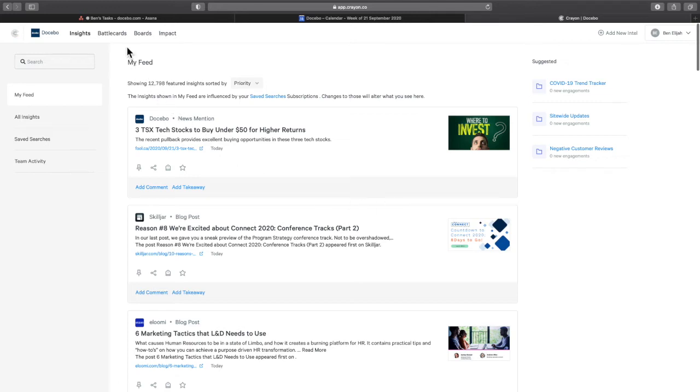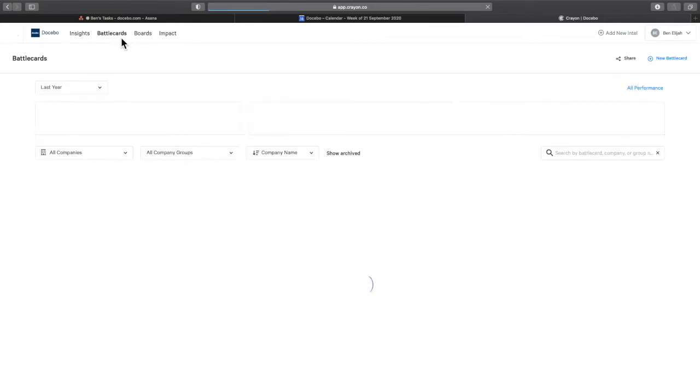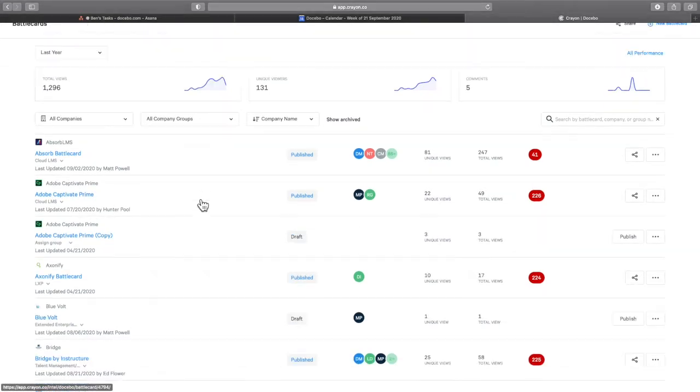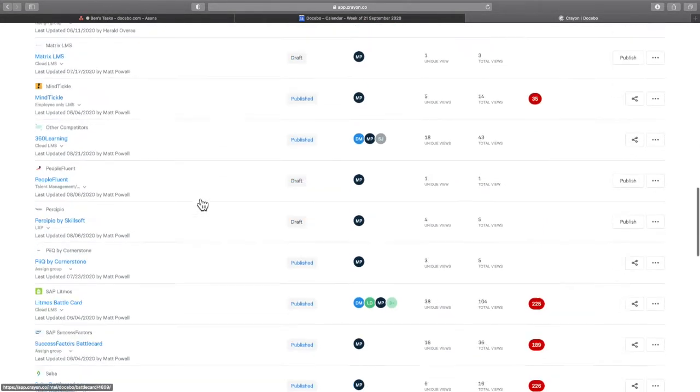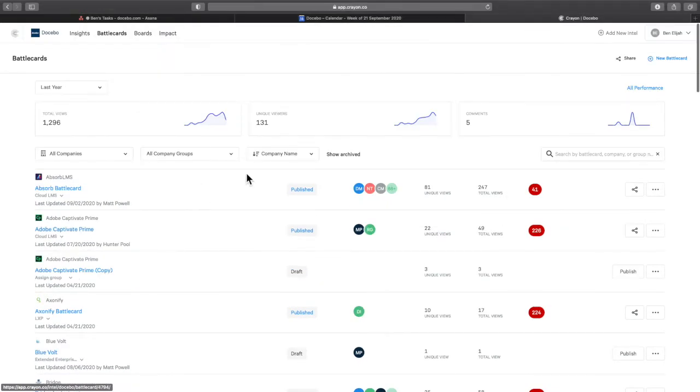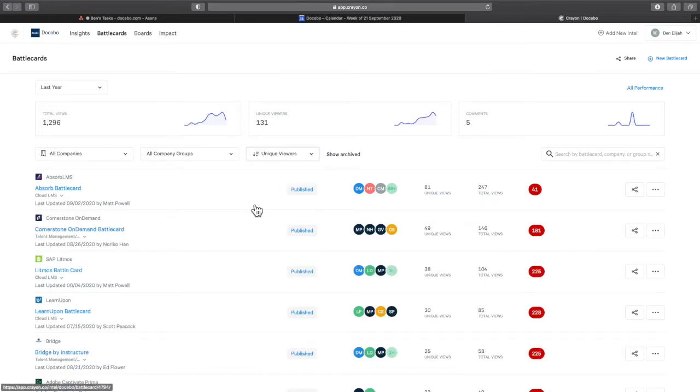But of most use to you, I think, is the battle cards feature. So we click on battle cards, and this gives us a very, very comprehensive list of our competitors. Of course, you can go ahead and order them by the number of unique visitors. It's probably a good indication for how often that competitor comes up.